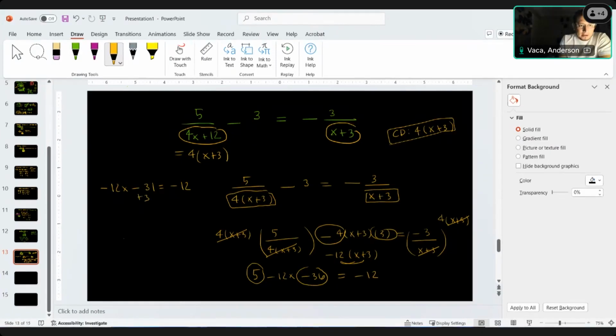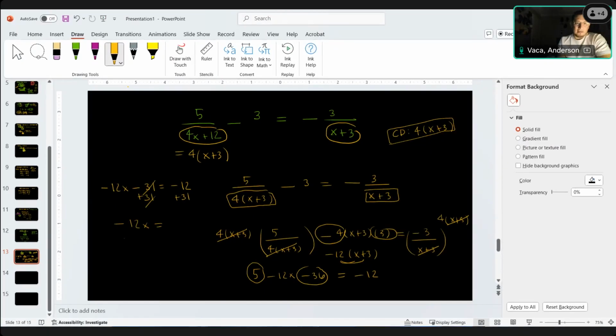Here, I will add 31, so the 31s will cancel. Negative 12x is equal to, what was it in this case? 31 minus 12, we get what, 19? Okay. And then we'll go ahead and divide by negative 12. The negative 12s cancel out and we get negative 19 over 12. Questions?